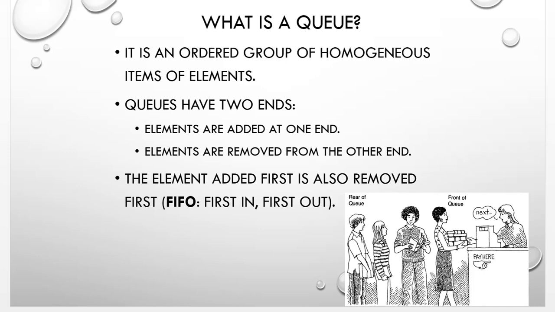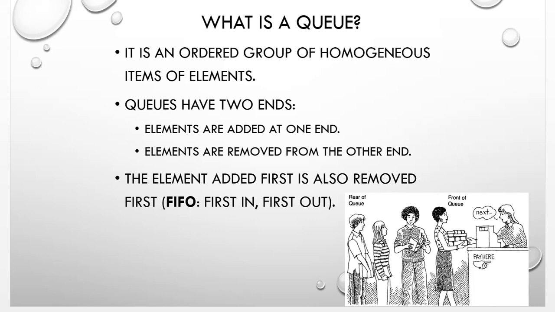It's basically an ordered group of homogeneous items or elements. So it's basically saying it's a group of similar items. So queues have got two ends, okay? Firstly, elements are added at one end and then they are removed from the other end. So when you're dealing with queues, you need to remember that queues use a first in, first out approach. So the first thing that goes into your queue is the first thing that's also going to go out.